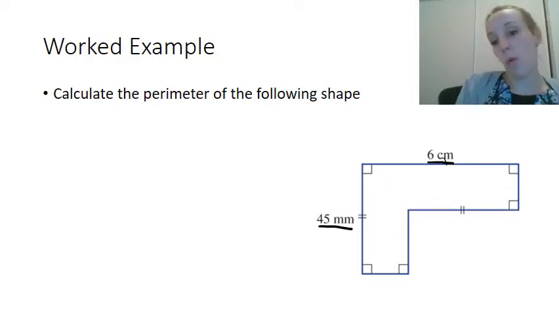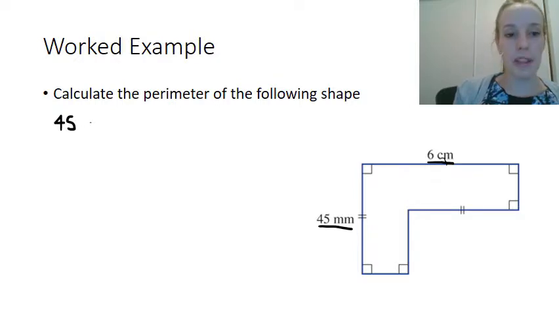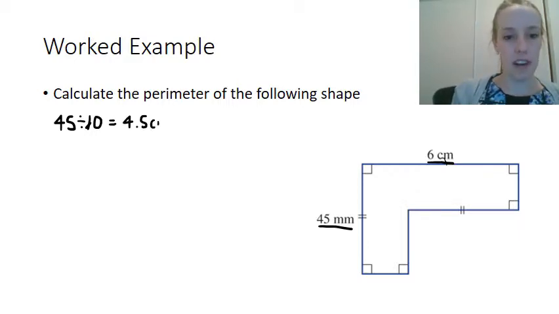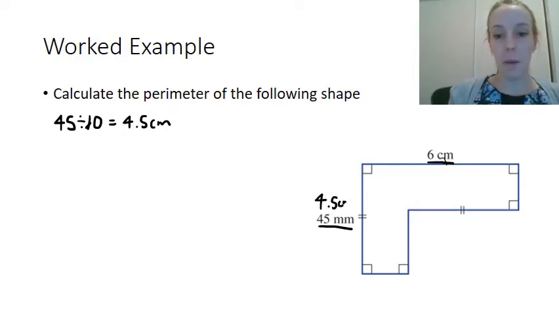I'm going to calculate it all in centimetres, so I'll do 45 millimetres divided by 10, which will give me the answer in centimetres, which is 4.5 centimetres. So this side is 4.5 centimetres. Now we have to work out all the other sides. This side has also got the same two dashes, so it must also be 4.5 centimetres.